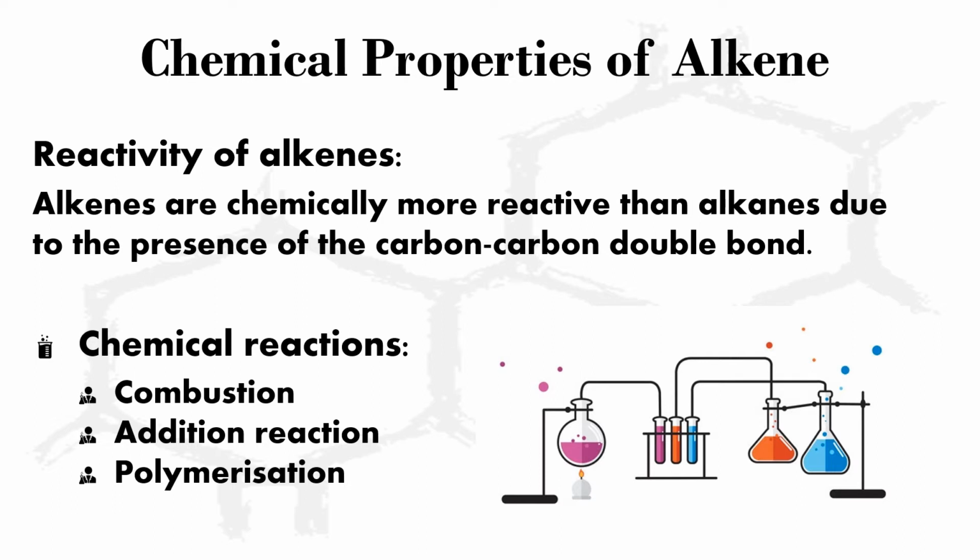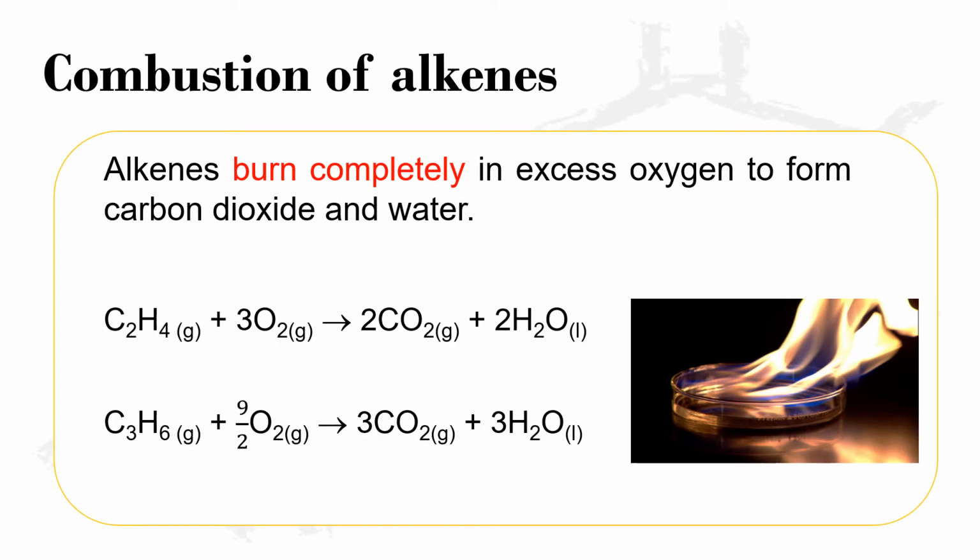There are three reactions which can show the chemical properties of alkenes. First is combustion. Then alkenes also undergo addition reaction. And the last one is polymerization. The first reaction is the combustion of alkenes. Alkenes burn completely in excess oxygen to form carbon dioxide and water. So look at the chemical equation. The first chemical equation: we have ethene burning with excess oxygen, and you obtain carbon dioxide and water.